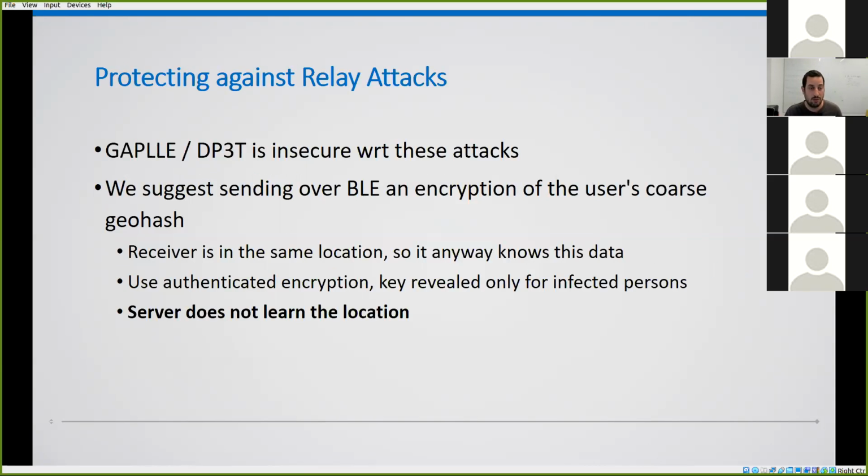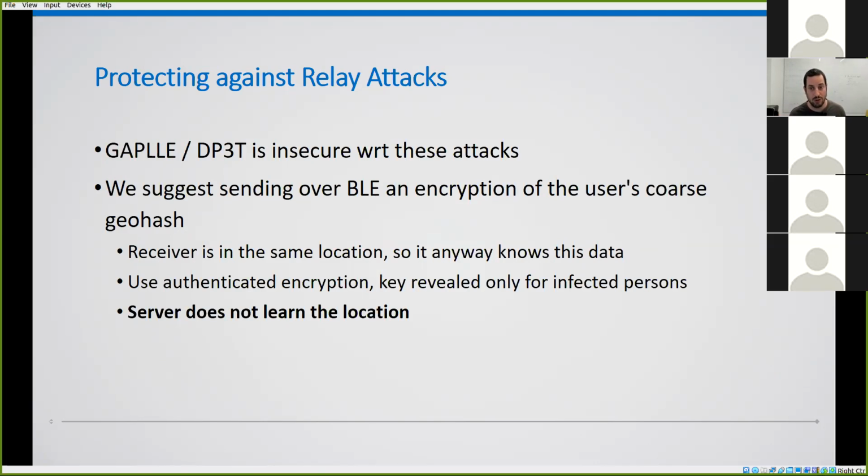And one can say, okay, what can we do to protect against it? Basically, Google and Apple decided they're insecure and they're not going to solve it, and this is an acceptable risk by them. Again, this is a decision that was made by two large corporations, and it was not made by any kind of public organization or government. What we suggest is basically sending an encrypted version of the user's cell's geohash.